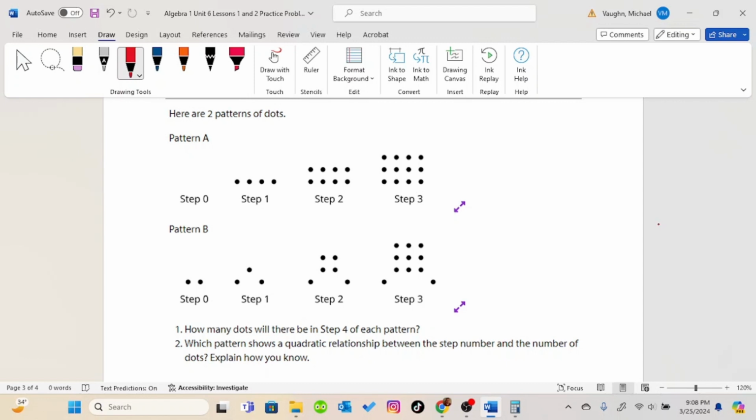So in each instance, we have 4 dots times the number of rows that we have at a step. So 4 times 0 is 0, 4 times 1 is 4, 4 times 2 is 8, 4 times 3 is 12. That means in step 4, we have 4 times 4, which is 16 dots.